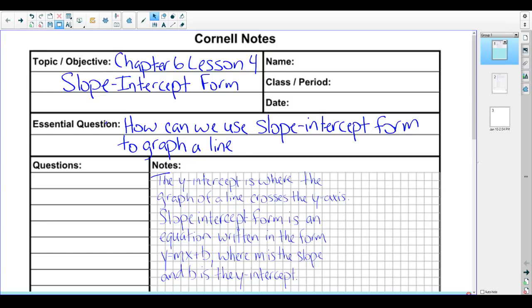Okay. Chapter 6, Lesson 4, slope-intercept form.